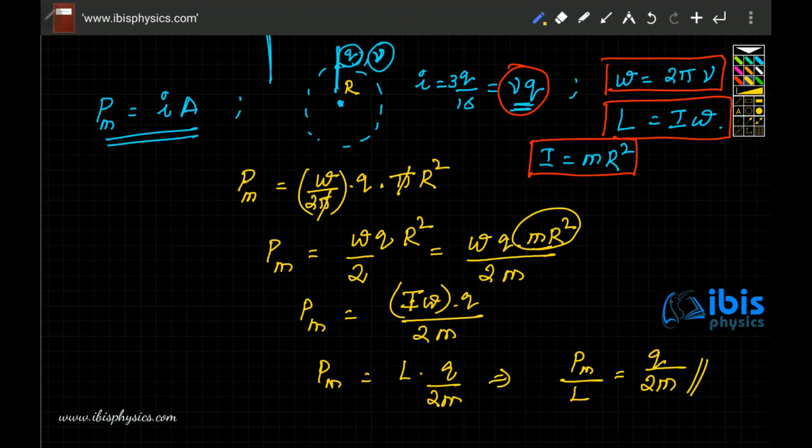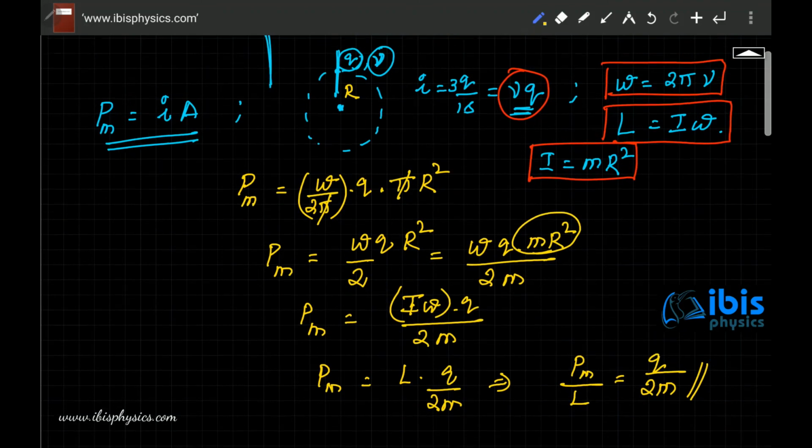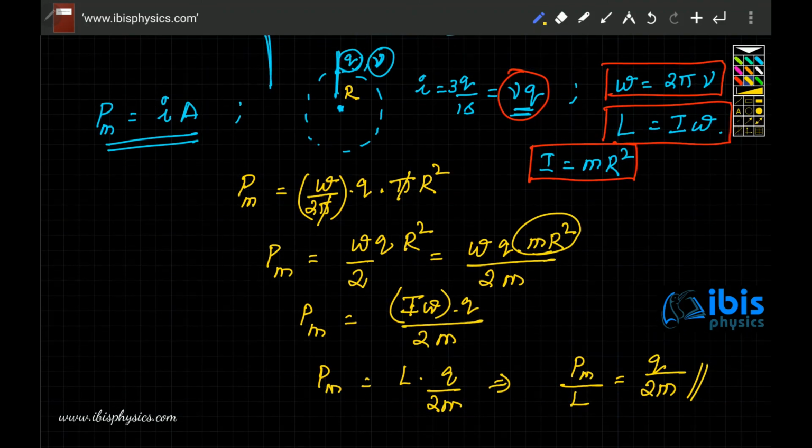Since it is a ring, and the charge is uniformly distributed, when the ring rotates once, it is as if a charge q moves around once. Hence here the answer is q by 2m, which is our option C.